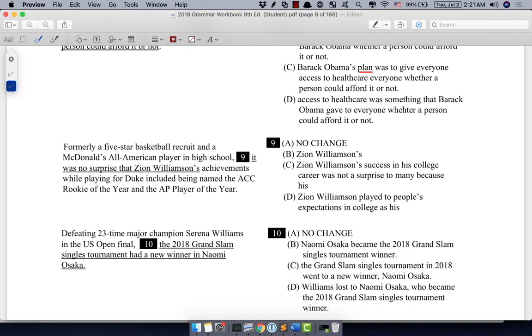Number nine, formerly a five-star basketball recruit and a McDonald's all-star player in high school. So you know this is talking about a basketball player. Choice A is it, so it is not a person. B is Zion Williamson's achievements. This is kind of tricky. So again, this is not the person Zion Williamson, this is talking about achievements, not the person. C is Zion Williamson's success. So C is success, not the person. And D is Zion Williamson, and this is the person. So the answer is D.